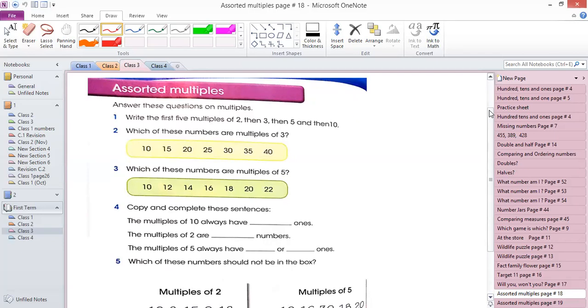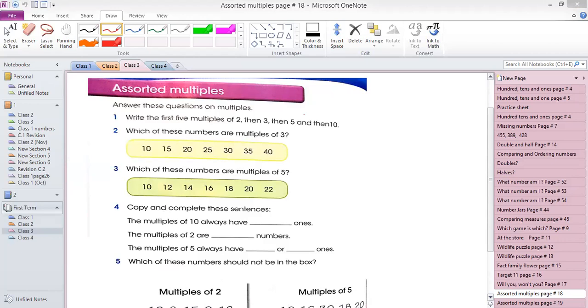Even the first questions are very easy. The first one: write the first 5 multiples of 2, 3 and 5. So can you write the first 5 multiples of 2, 3 and 5? Yes. That's very good.